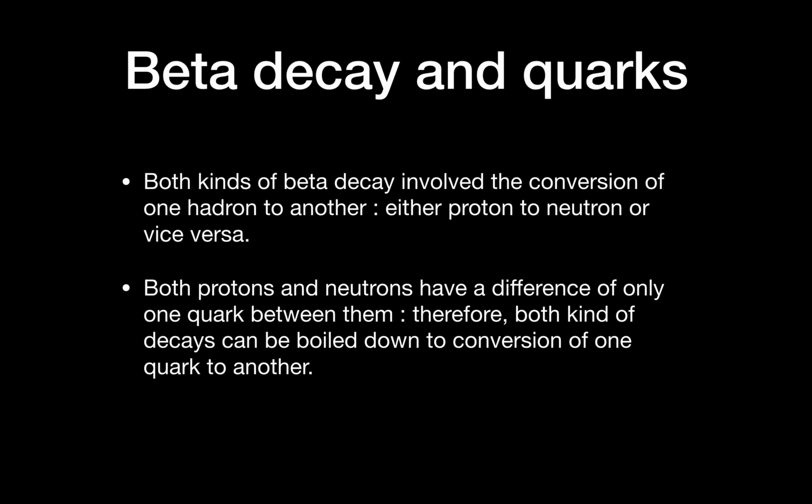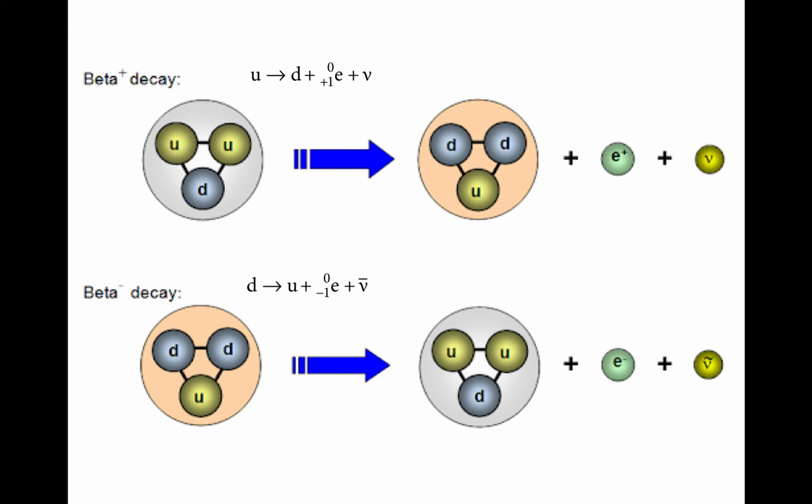When both kinds of beta decay occur, we can safely say that two quarks do not change at all, and there's only one quark that changes itself from either an up quark to a down quark or vice versa throughout the decay process. The entirety of beta decay can be boiled down to the conversion of one quark into another quark. This can be seen in this diagram.